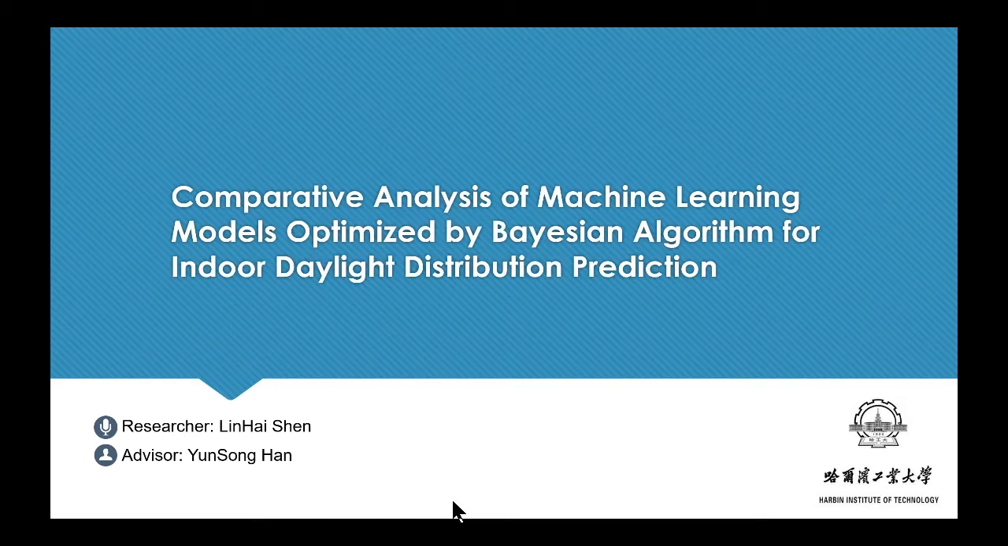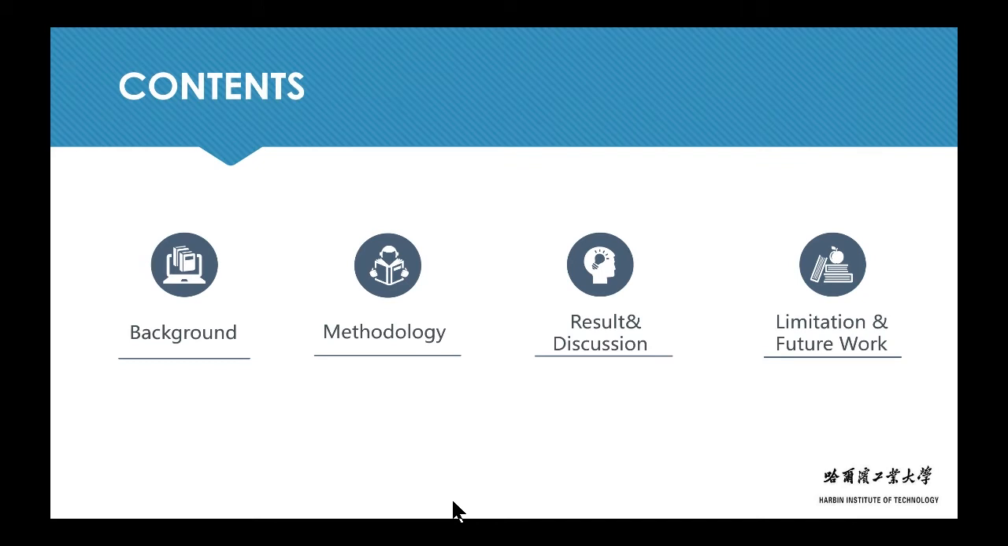The paper I present is "Comparative Analysis of Machine Learning Models Optimized by Bayes Algorithm for Indoor Daylight Distribution Prediction." My advisor is Han Yunsong, also from Harbin Institute of Technology. The presentation is organized in 4 parts: the background, methodology, result, and future discussion.